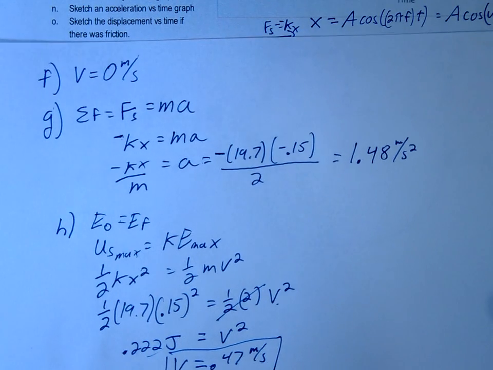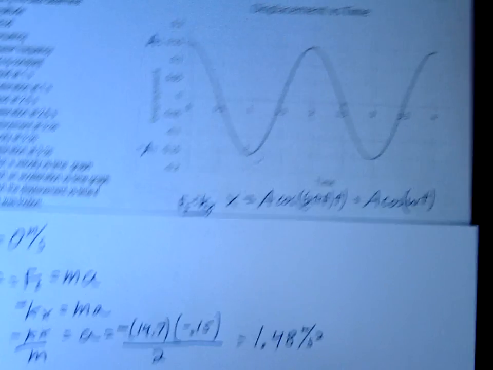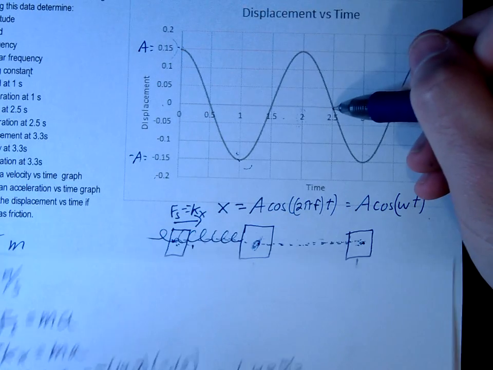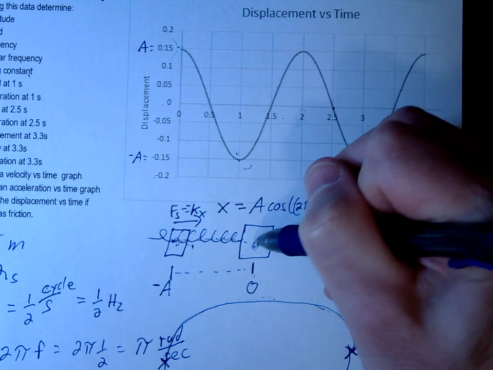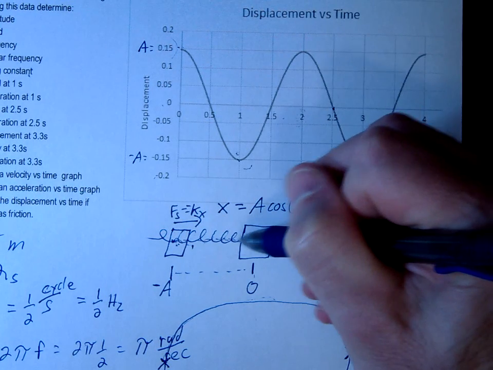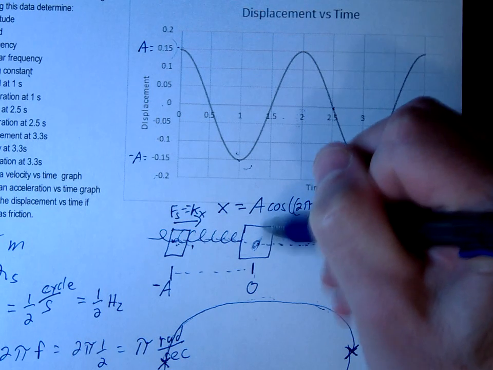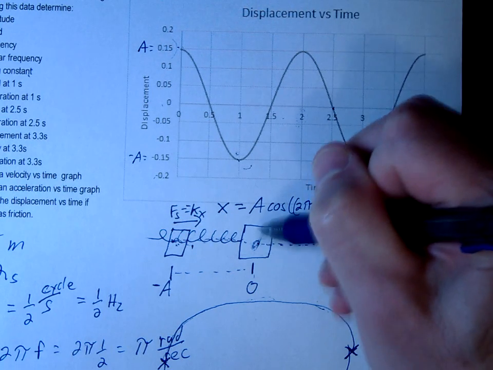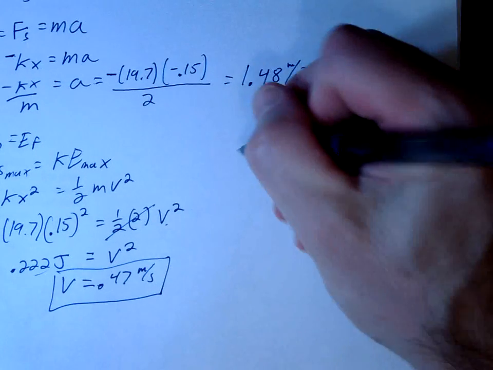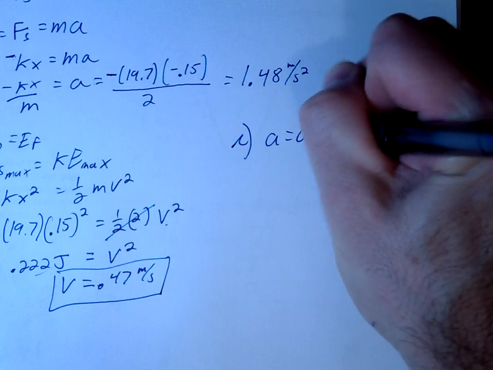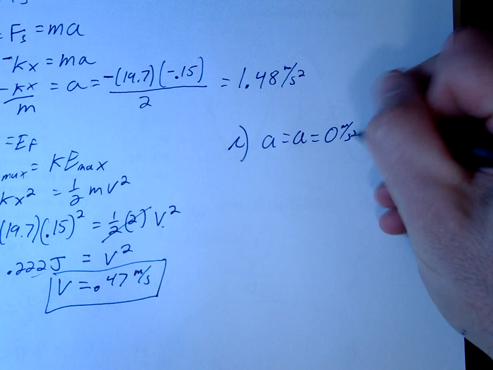Alright, moving along. Find the acceleration at 2.5. So going back here, we're looking for the acceleration at this point. Remember, this is as we pass through our equilibrium point. So when we're right here, the spring is not compressed or extended. Therefore, the force at that point would be 0, and so the acceleration as well would be 0, right at the equilibrium point. So I is easy enough. A is 0 at equilibrium.